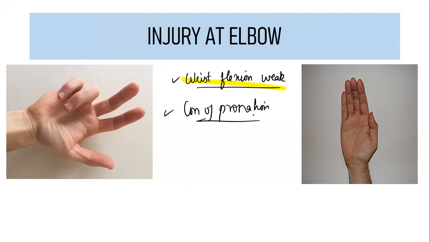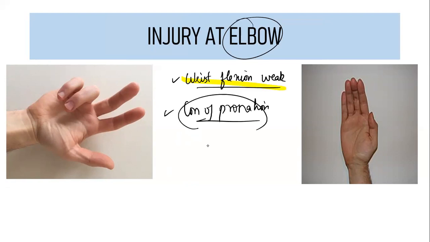I hope now you will understand why you should know the course of a particular nerve and its action. I am able to easily relate, right? Yes, there is loss of pronation. Why is there loss of pronation? Because the median nerve is injured at the elbow. If it is injured at the elbow, the pronator teres will not get its supply, and the anterior interosseous nerve that supplies the pronator quadratus will also not get the supply. So there is loss of pronation.